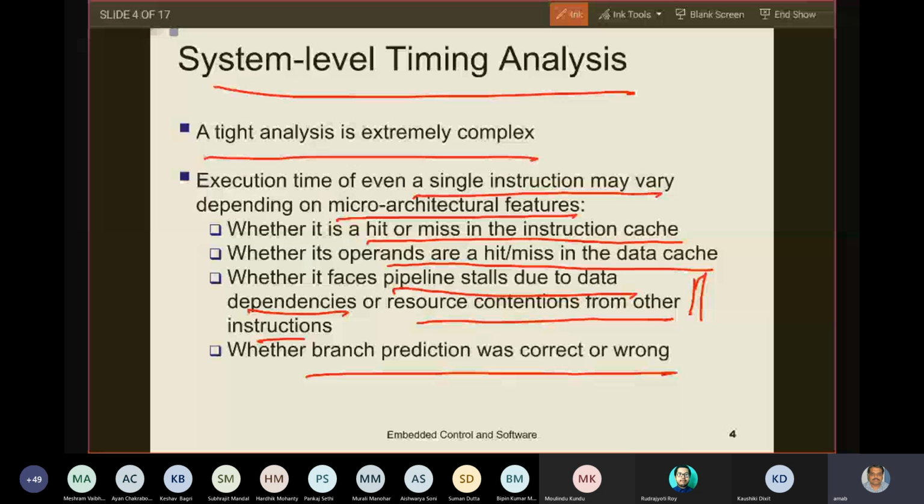Such prediction algorithms are very interesting nowadays. So if your prediction is correct or wrong, the instruction can take different amounts of time. I did not get the question once more.